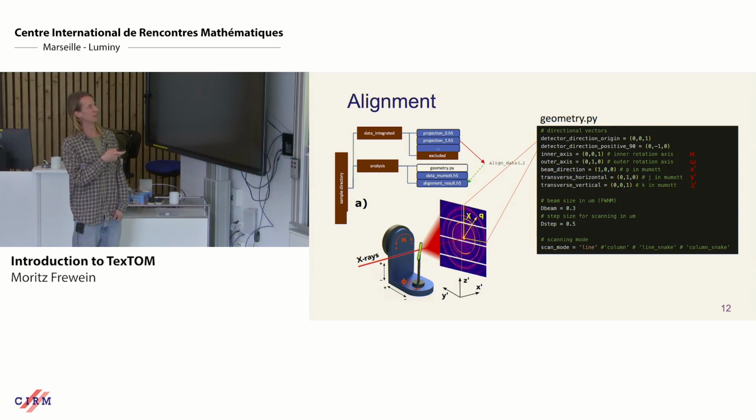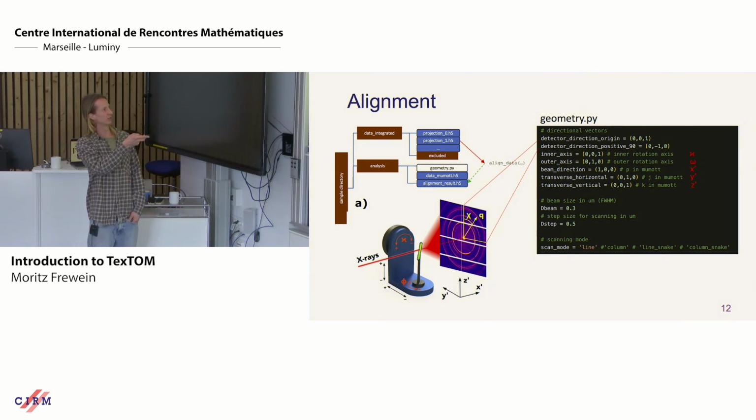You have to give some parameters to the code so that it knows in which way the sample is rotated for the respective data. This parameterization comes actually also from the Mumot package, so you can find more information there about the different parameters. What's important: you have the detector zero position, where you have positive 90 degrees, the rotation axis, the inner and outer axis, the beam direction, and so basically you have to tell it this coordinate system.